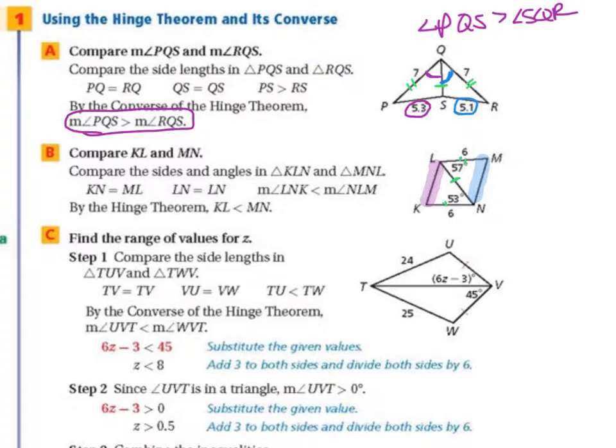So that's two pairs of congruent sides. This time we know information about the angles. So 53, which is opposite KL, and 57, which is opposite ML. Because 53 is less than 57, you can say that KL is less than MN.